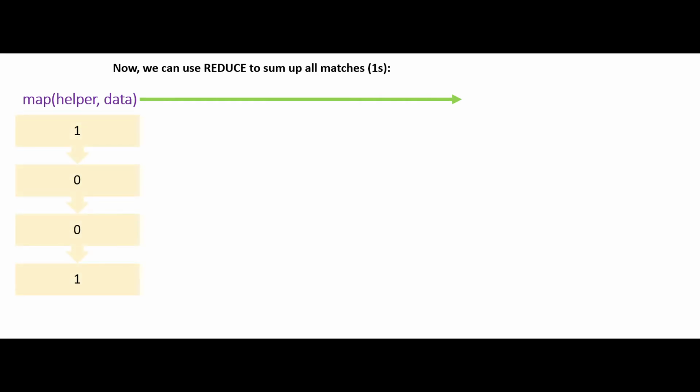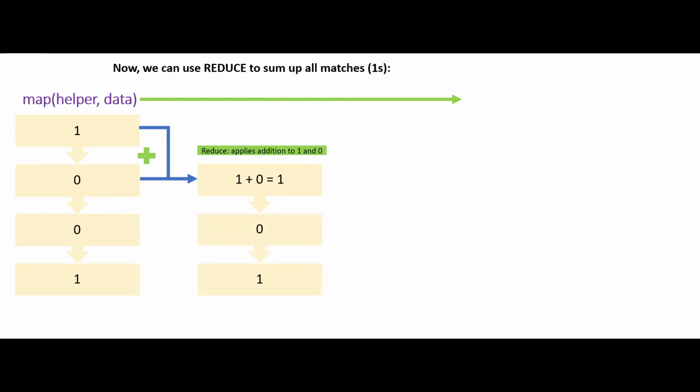In this particular case, the reduce is going to do its work on the output of the map, the linked list of zeros and ones that we obtained by applying map to our original linked list data. Reduce is going to run through our list and reduce it by applying addition. Starting from the beginning of the list, we take 1 and apply addition to the next element, which gives 1, and the remaining part of the list remains intact.